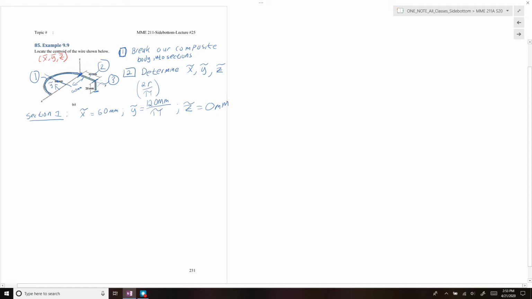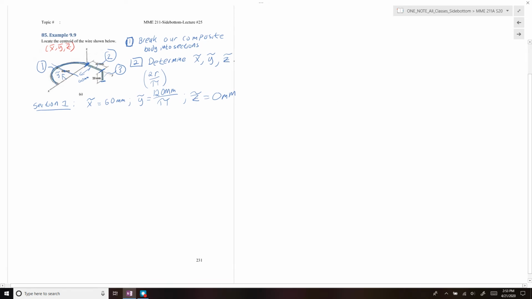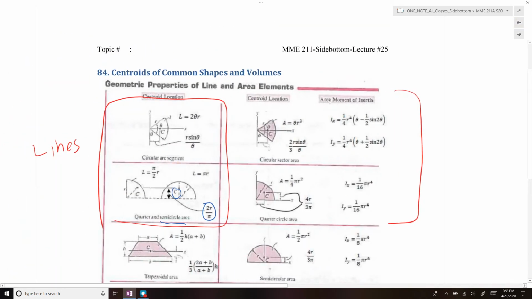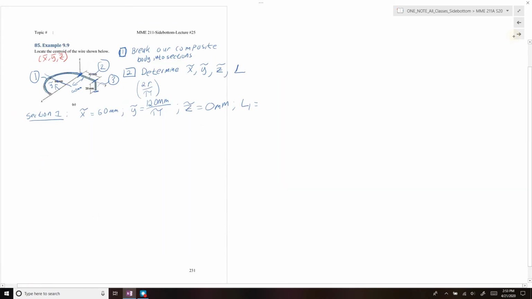Alright, and then the last thing that you'd want to determine for each section is the length. So the length of section 1 is also given in that table. So the length of a semicircle is just pi times r. So in this case it would just be equal to pi times 60 millimeters. Alright, which makes sense.